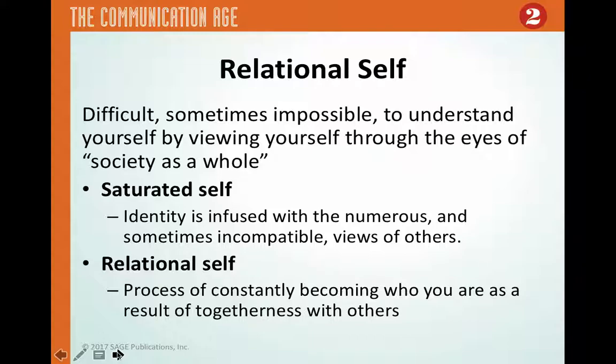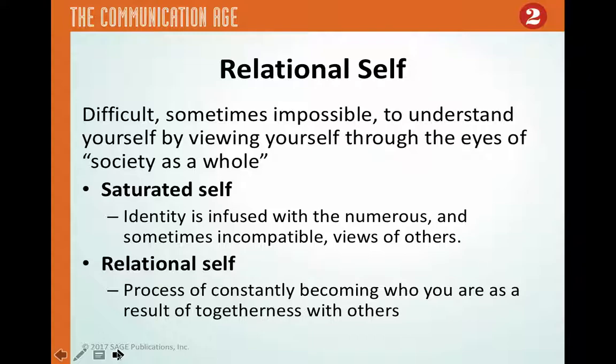This is difficult, sometimes impossible to understand yourself by viewing yourself through the eyes of society as a whole. So we have a saturated self and a relational self. The saturated self is an identity that is infused with numerous and sometimes incompatible views of others. So we understand who we are based on the view of others. That kind of separates us. But then there's also the relational self, and this is the process of constantly becoming who you are as a result of togetherness with others.